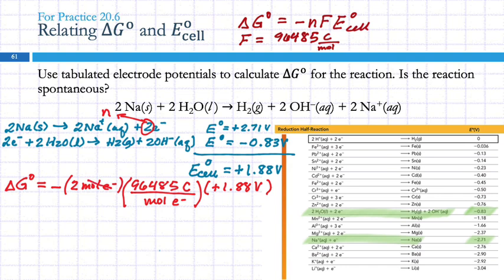Moles of electrons cancel out. I can do the math here. Negative 2 times 96,485 times 1.88 gives negative 362,783.6. And my unit is coulombs times volt.